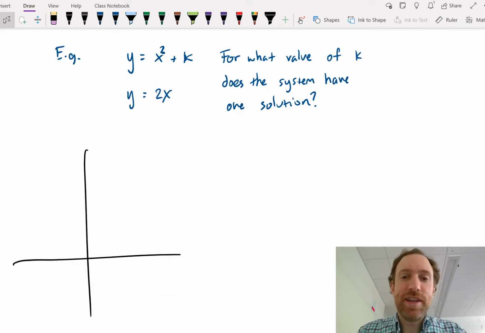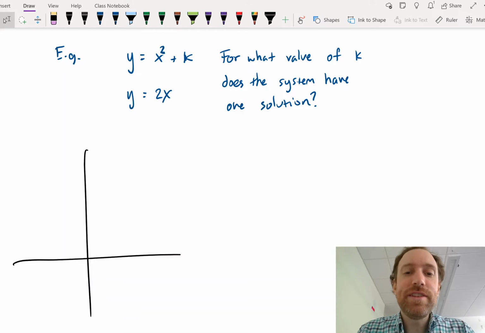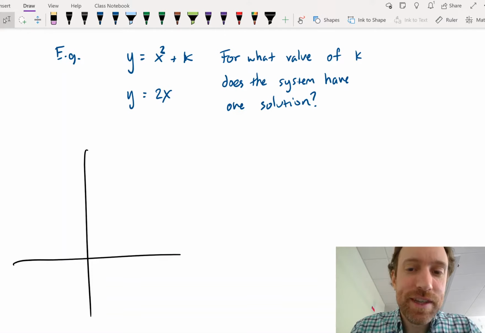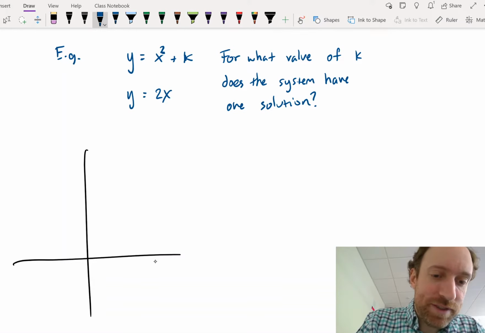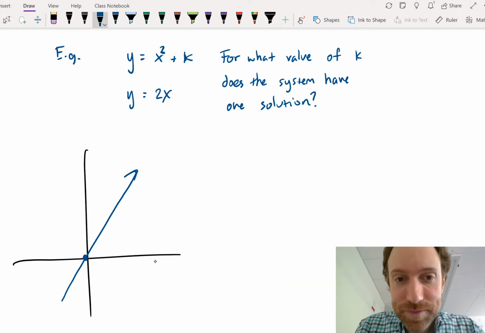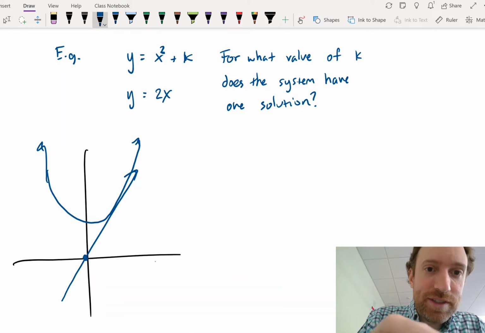Here's a question that I made up myself. Here we have a linear quadratic system, and the question is, for what value of k does the system have one solution? So imagine this graphically. You have the line y equals 2x, which is some sort of line through the origin with a slope of 2. And then you have the parabola y equals x squared plus k. And what you're looking for is for them to have one solution, which means a tangent line.